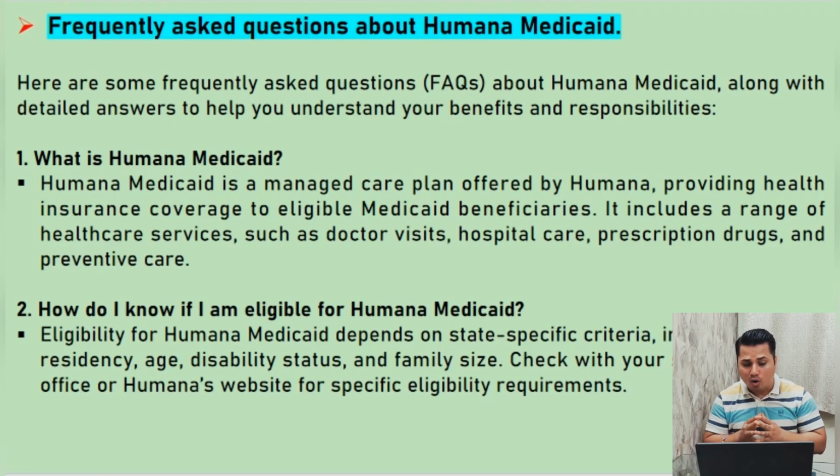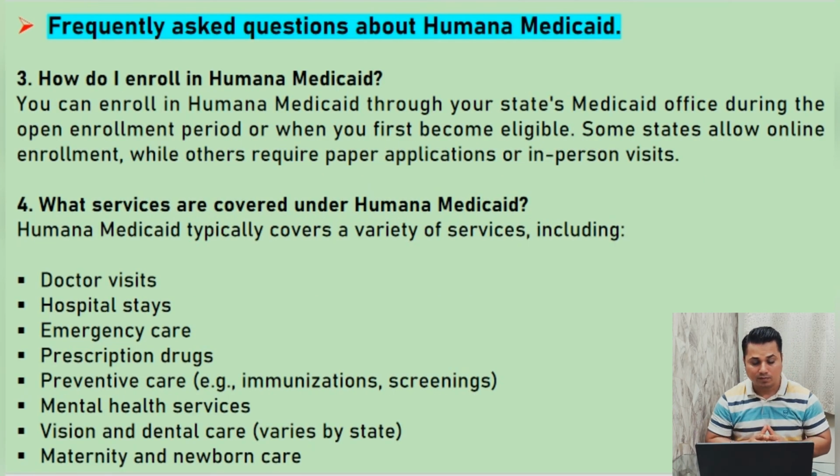How do I know if I am eligible for Humana Medicaid? Eligibility for Humana Medicaid depends on state specific criteria, including income, residency, age, disability status, and family size. Check with your state's Medicaid office or Humana's website for specific eligibility requirements. Let's move to question number 3.